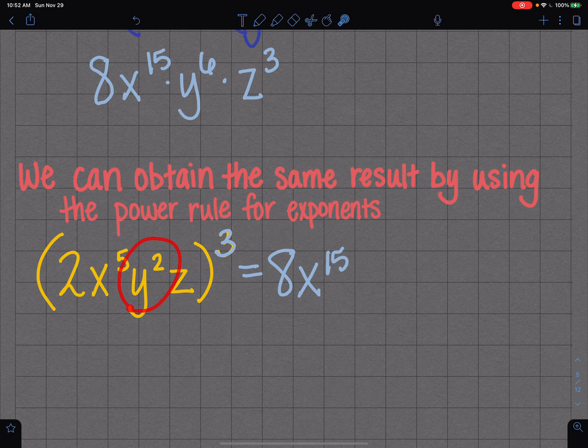Then you have y squared raised to the cube, so 2 times 3 is 6. Then you have z raised to the cubed, and then you could just do z cubed. And then look, without going through all of that, I got the same thing here as I did here. So you should know what it means. It basically means 3 of these expressions, and if you multiply it out, you'll get this. But you can also just use the power rule to make it simple and get this for your answer.